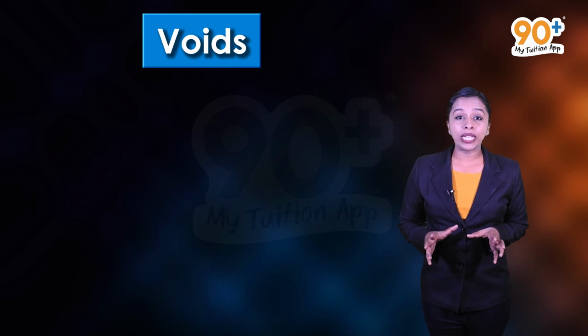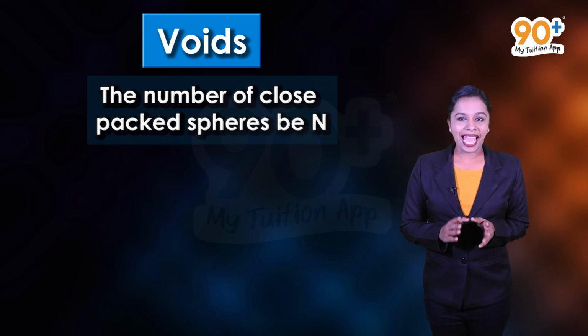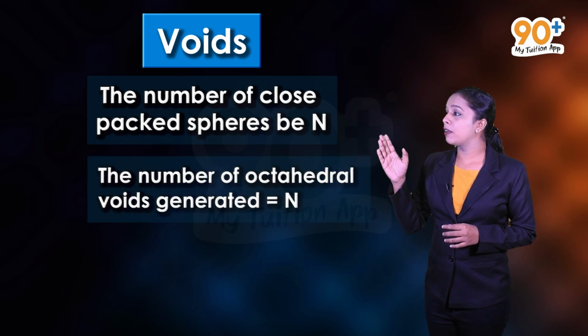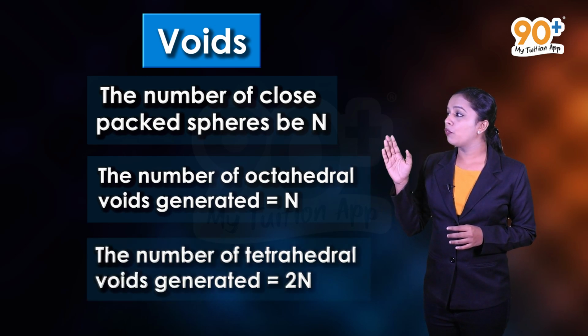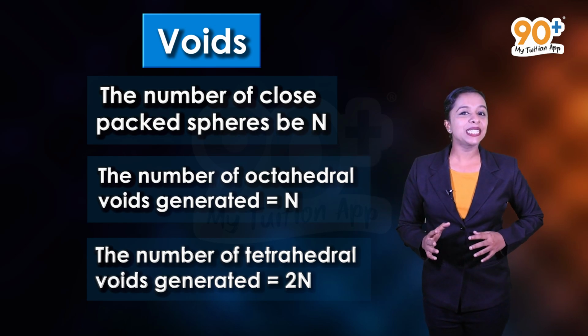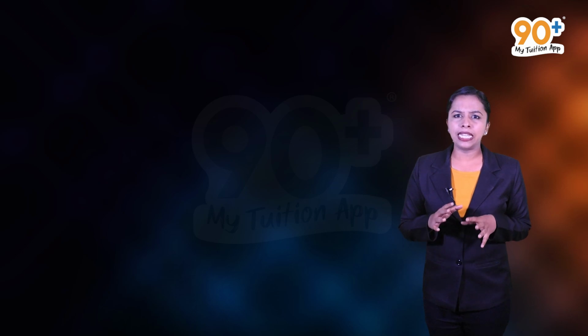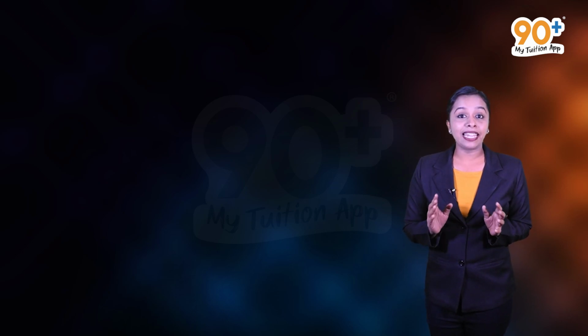Friends, do you know we can easily calculate the number of these 2 types of voids? But how? Let's see. Let the number of close packed spheres be n. The number of octahedral voids generated is equal to n and the number of tetrahedral voids generated is equal to 2n. Next, we will study the different ways in which the third layer can be placed over the second layer. There are 2 ways. Let's discuss them in detail.